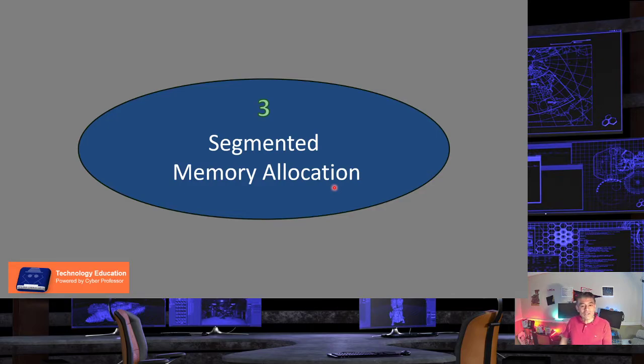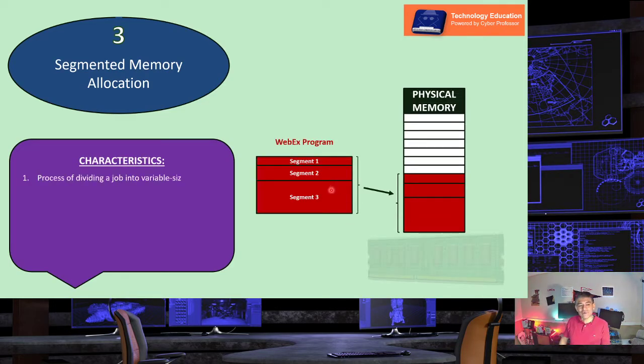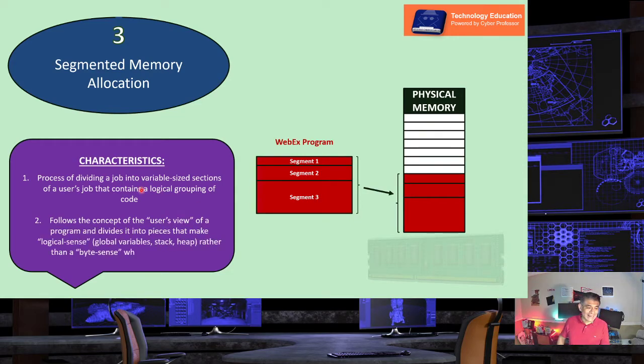The third memory allocation system we will review is the segmented memory allocation. The characteristics include the fact that the process of dividing a job into variable size sections of a user's job that contains a logical grouping of code brings the concept of segments. It follows the concept of the user's view of a program and divides it into pieces that make logical sense, for example, global variables, stack, heap, rather than a byte sense, which is used by the paging memory allocation system.